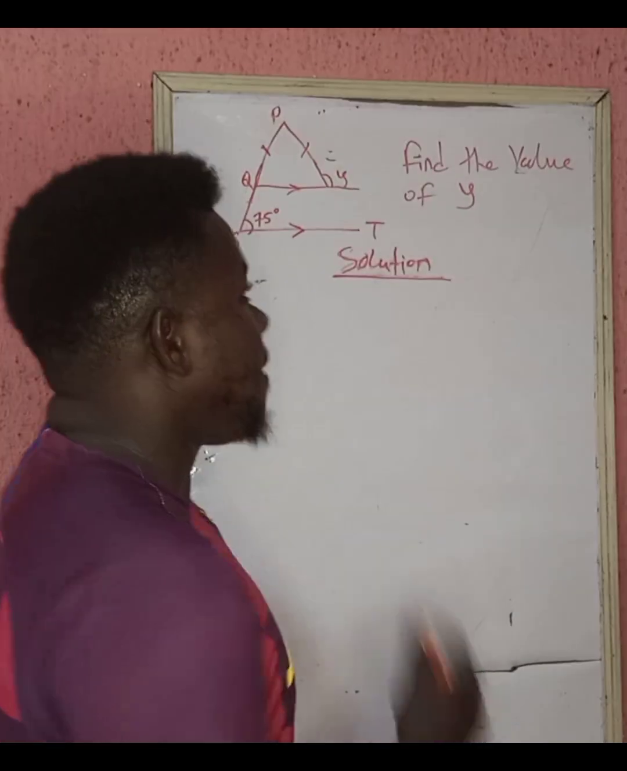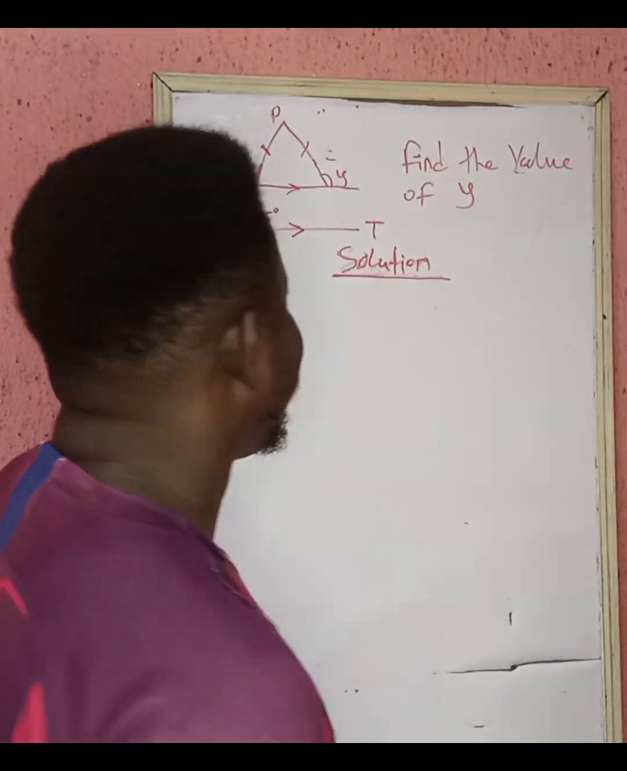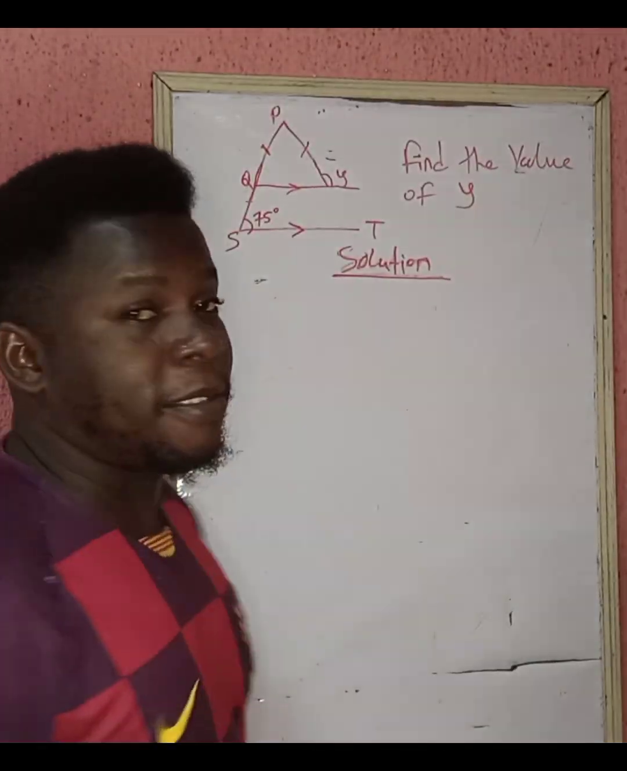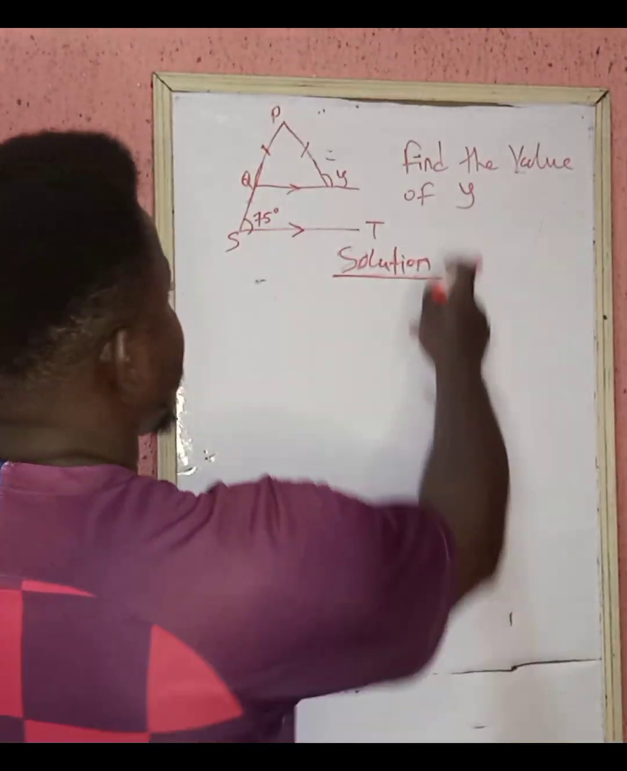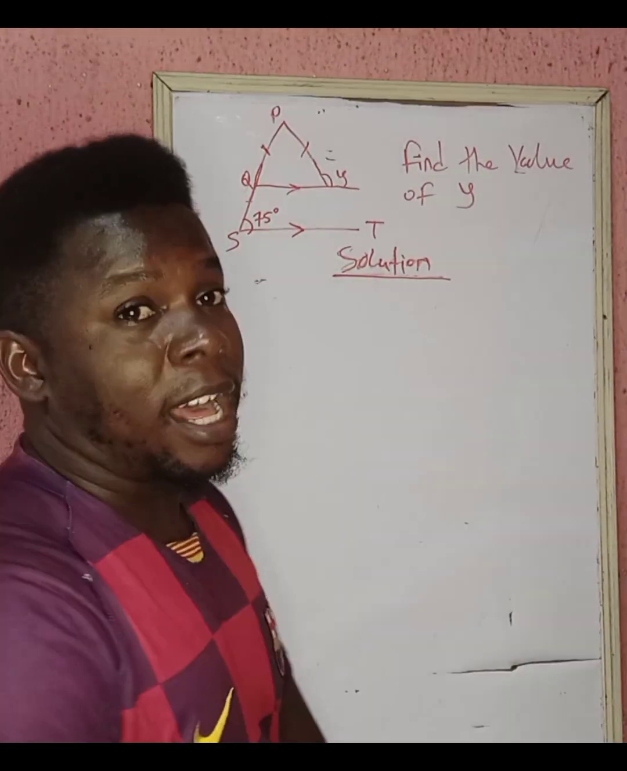So the question says, find the value of y. This is a WAEC question, and I love smart questions when I see one. This is a very smart question. They only gave us a 55-degree angle, and they asked us to find y. Just imagine, without any other angle.